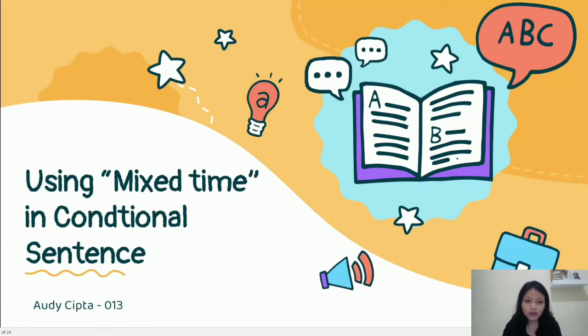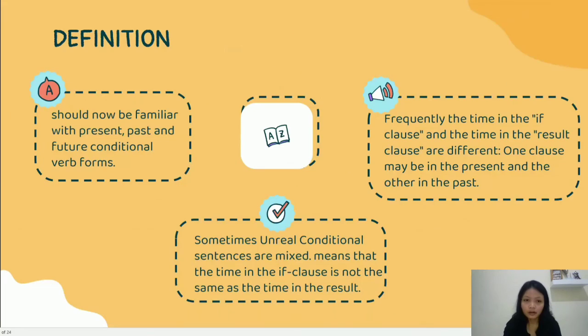Today we talk about using mixed time in conditional sentences. You should now be familiar with present, past, and future conditional verb forms. Sometimes unreal conditional sentences are mixed, which means that the time in the if clause isn't the same as the time in the result.